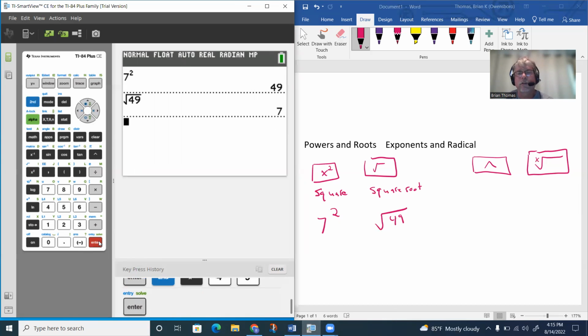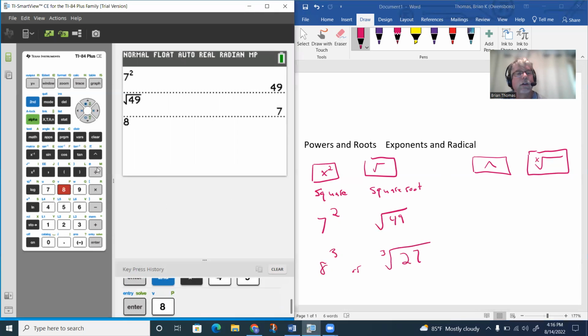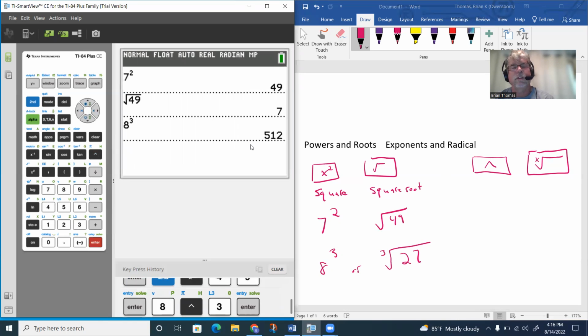But remember, powers and roots could be anything. I could have 8 to the third power, or the cube root of something, let's say 27. If I want to do 8 to the third power, there are two ways of doing it. One of the hotkeys is this little rooftop key. I hit 8, and then this rooftop key, and notice how it moves my cursor up in the air and prompts me for an exponent. If I type 3 in and hit enter, it gives me 512.